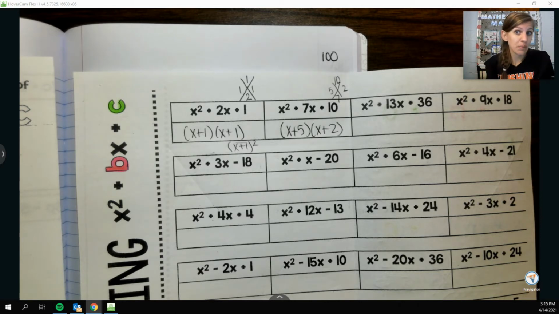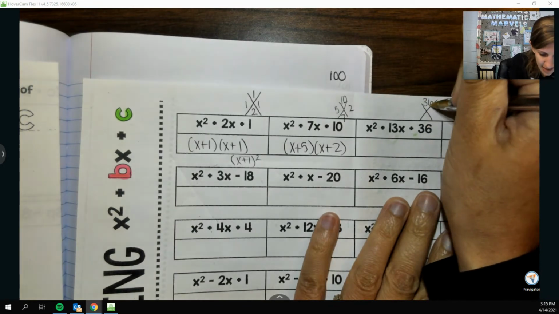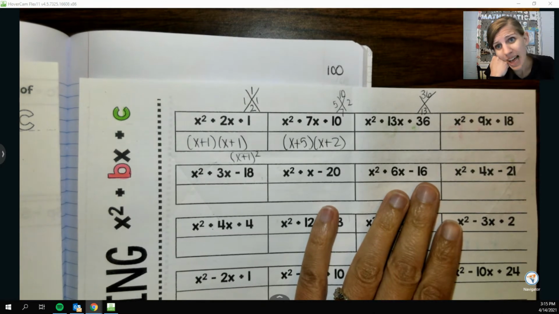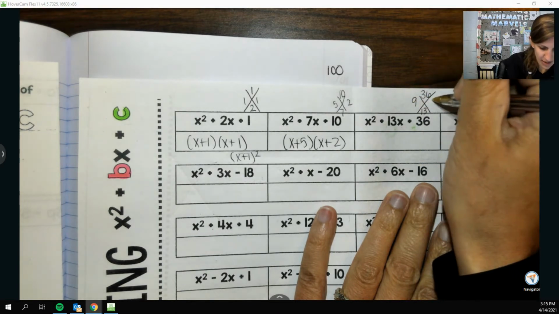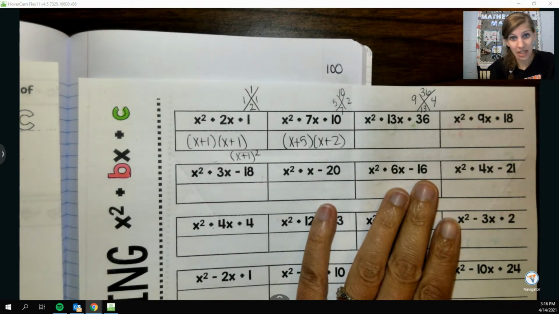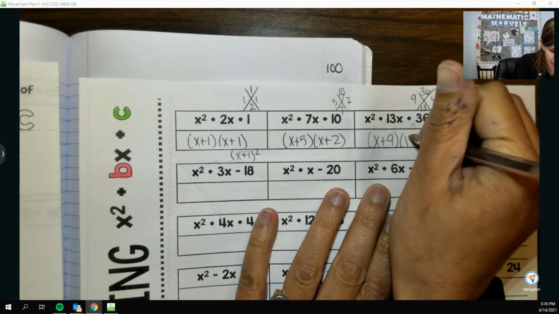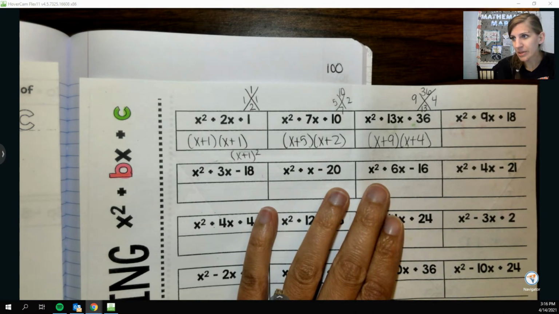If I know the numbers that will multiply up to 36, then it shouldn't be too hard to also find the ones that will add to 13. And I think I want 9 and 4, because 9 times 4 is 36, and 9 plus 4 is 13. So I'll have x plus 9, x plus 4. And again, it doesn't matter the order that you write those in.